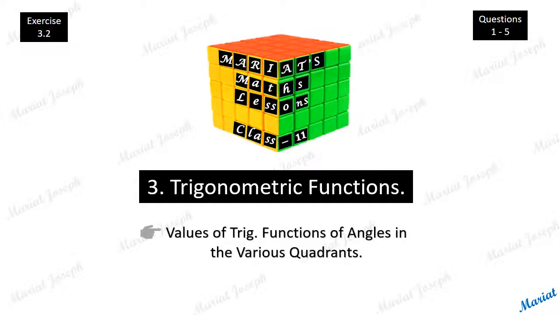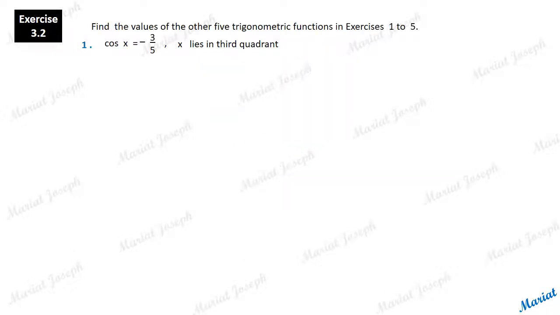How to find the values of trigonometric functions of angles in various quadrants. Find the values of the other 5 trigonometric functions in exercise 1 to 5. Question number 1. Cos x equal to minus 3 by 5 and x lies in the third quadrant.